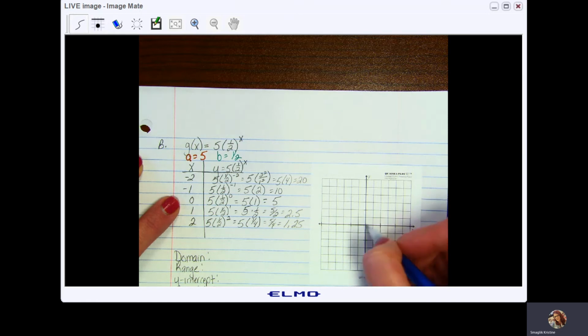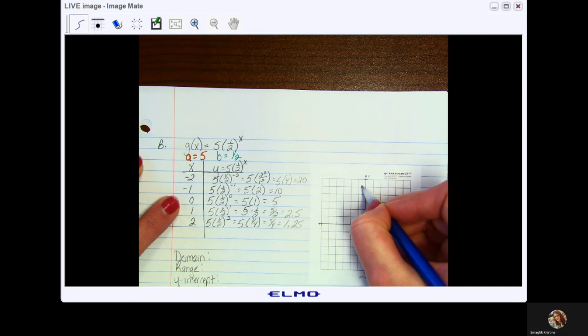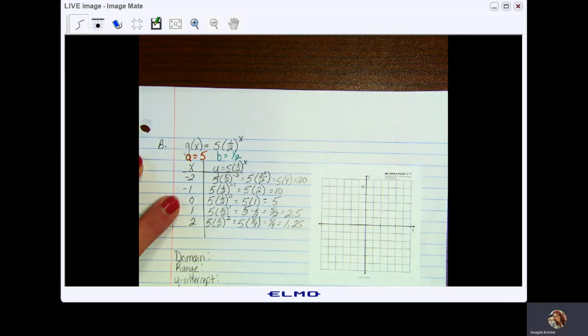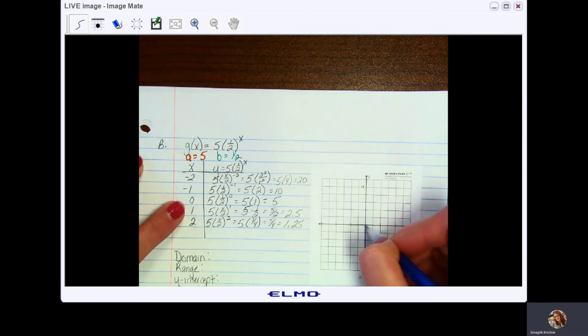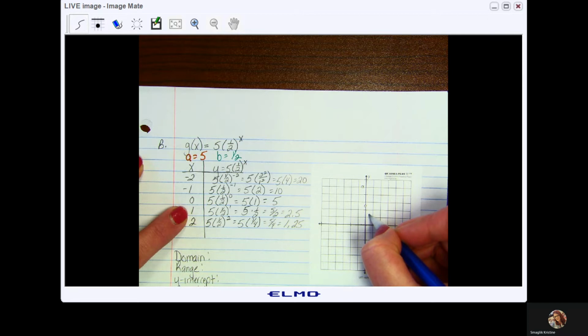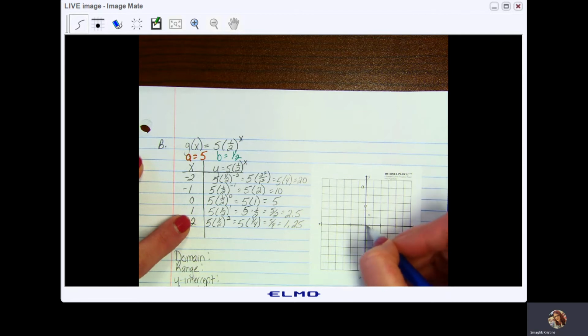You know what we'll do? We'll scale this by 2s. We'll say each of these squares is 2. So at -1, that would be halfway here. 2, 4, 6, 8, 10. -1, 10. At 0, we're at 5. At 1, we're at 2.5, halfway there. And then at 2, I'm at 1.25, that's going to be right about here.